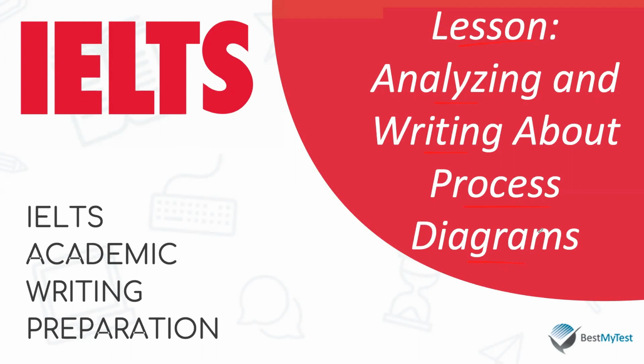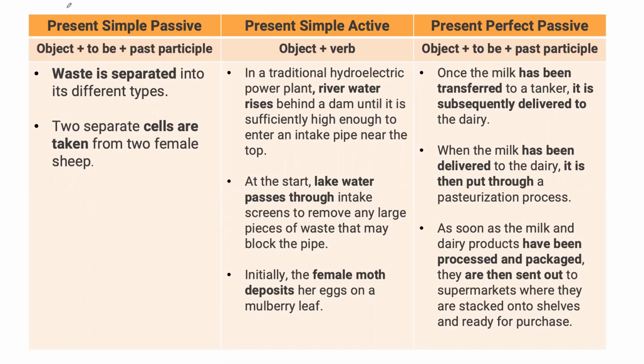So let's go ahead and look at the grammar that you are likely to see and likely to use when writing these types of essays. And here we are. These are the three most common tenses, active and passive, that you're going to use when it comes to this essay. First, let's look at the present simple passive. This is going to be used when the action is more important than the person who completes it. For that, we have this formula: the object plus the verb to be plus the past participle.